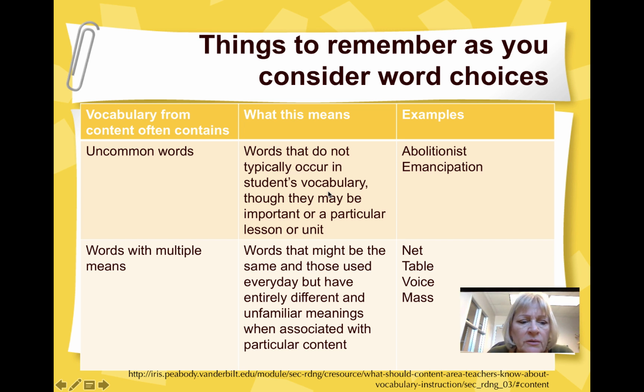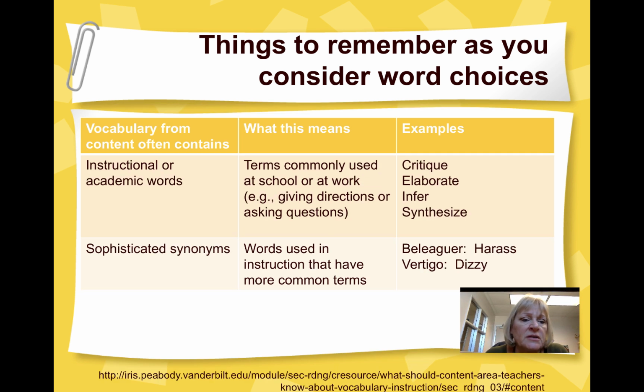So to continue, we talked about there are uncommon words, words that students may not see or hear often, but that are critical to the content that they need to process. There are words that have multiple meanings. Think about the use of the term cell in everyday language versus the way we use the term cell when we're talking about biology. Very, very critical that students understand those differences.